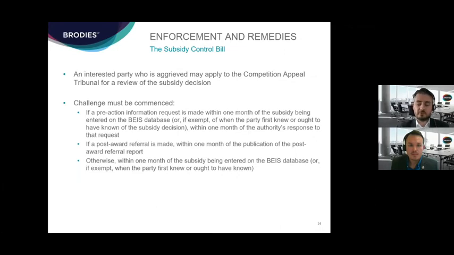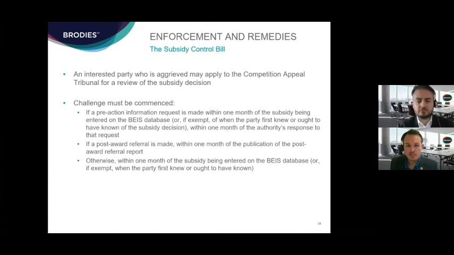So interestingly, it's the Competition Appeal Tribunal that's been given jurisdiction to hear these cases. In terms of timings, challenge has to be commenced. So again, the party can make a pre-action information request. That's the request that Jamie outlined earlier. If a party makes that within a month of the subsidy appearing on the BEIS database, then like under the TCA, once they get the response to that request, they have a further month from receipt of that response to challenge in the CAT. If the subsidy is exempt from being entered in the BEIS database, then it's a month from when the party first knew or ought to have known of the subsidy decision.